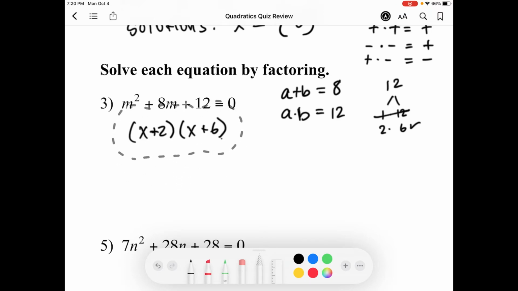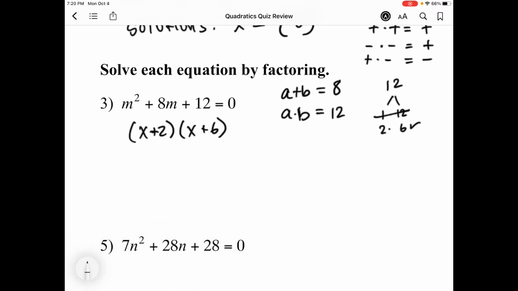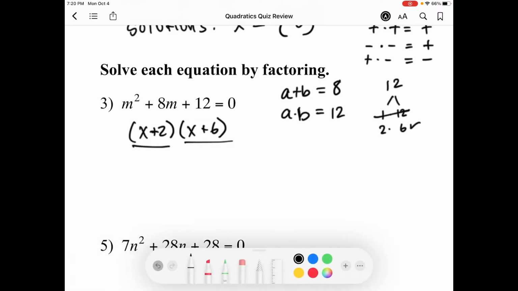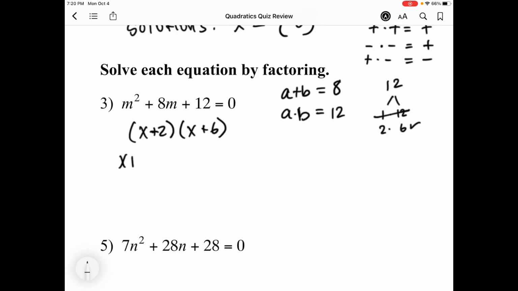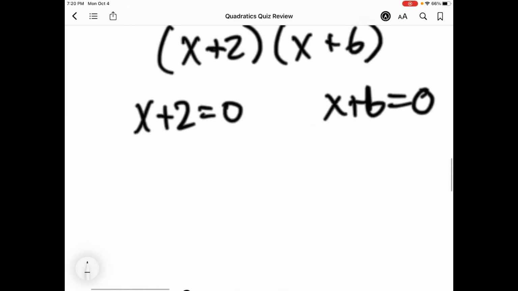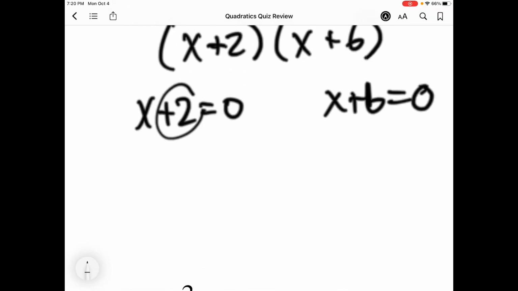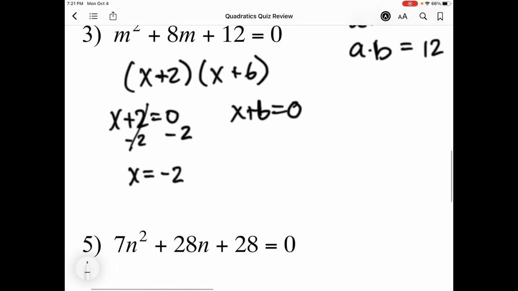Okay, so now that we've factored, we're going to set each of these factors equal to 0. The factors are the terms that have x, which is this one and this one. So we set both of those equal to 0 and then solve for x. So x plus 2 equals 0, and x plus 6 equals 0. I'll start off with x plus 2. To solve for x, I've got to get rid of this plus 2, so I'm going to do the opposite and subtract 2. And what I do to one side of the equation, I've got to do to the other side as well. So I get x equals, these cancel out, and 0 minus 2 is negative 2. So that's my first solution.